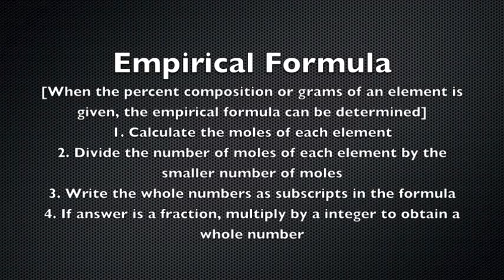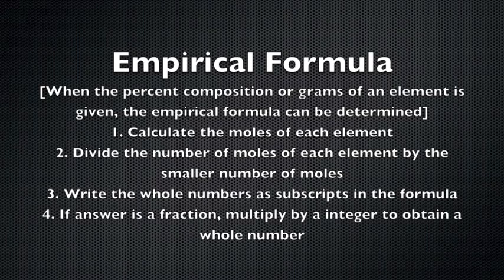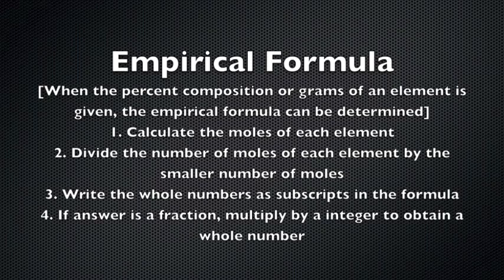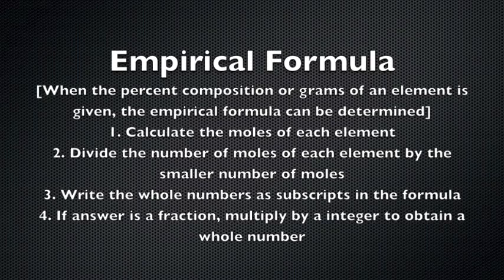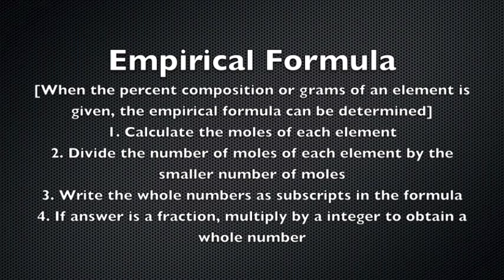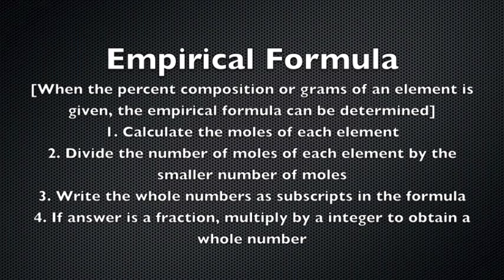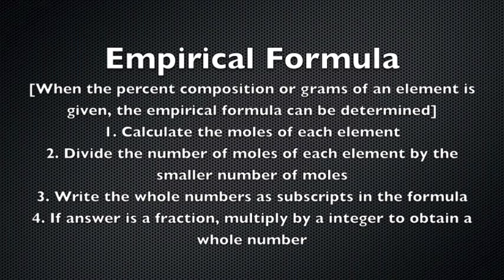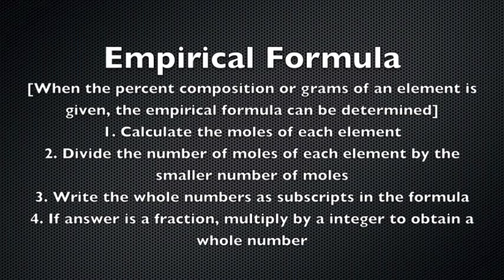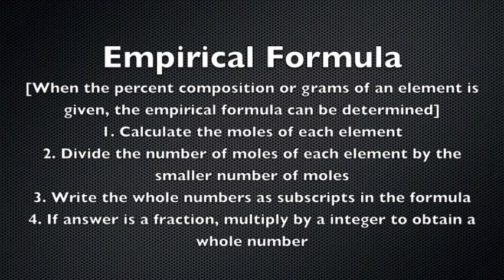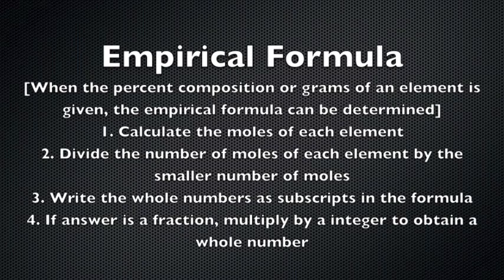The empirical formula can be determined when the percent composition or grams of an element is given. First, you calculate the moles of each element. Then, you divide the number of moles of each element by the smaller number of moles. Next, you write the whole numbers as subscripts in the formula. Last, if the answer is a fraction, multiply it by an integer to obtain a whole number.